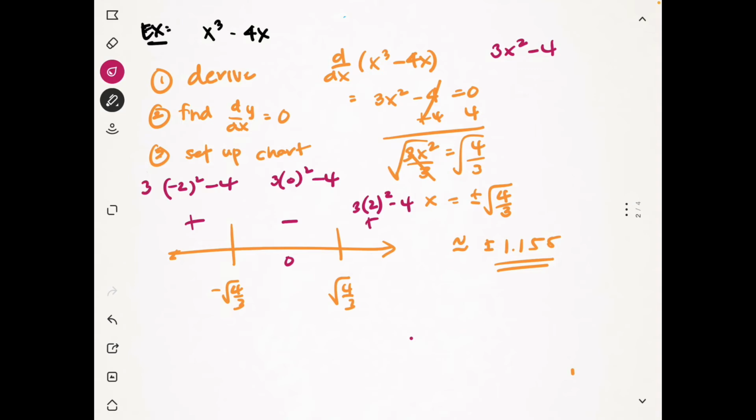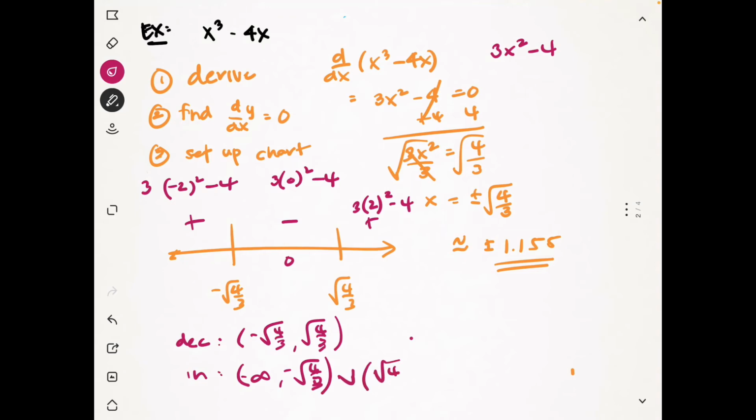So here we know that the interval where it's decreasing is between negative square root of 4/3 and positive square root of 4/3. And it's increasing on the outside, so from negative infinity to negative square root of 4/3, and then again from square root of 4/3 to infinity.